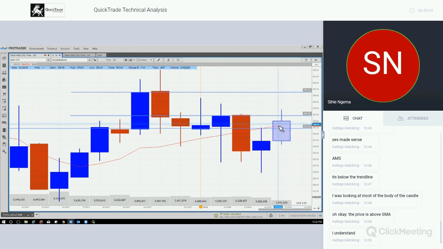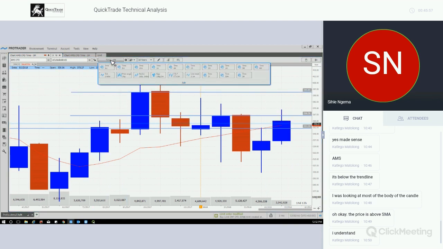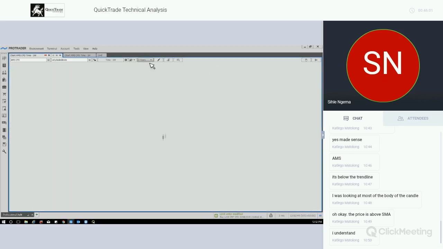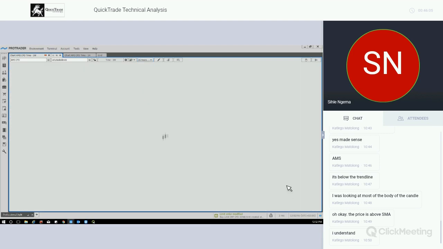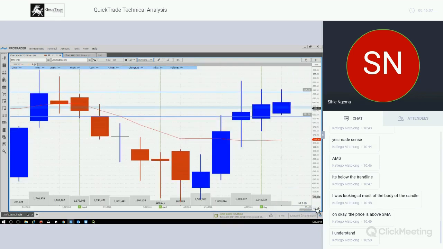If we get a nice monthly close above the moving average, we should keep an eye on this and see if we get a follow through that should take us up to 393 on AMS. At the moment, I'm not really too sure whether that is going to pan out or not. But let's wait and see what happens next. Let's move on to a lower time frame. We're now going to check the weekly time frame.